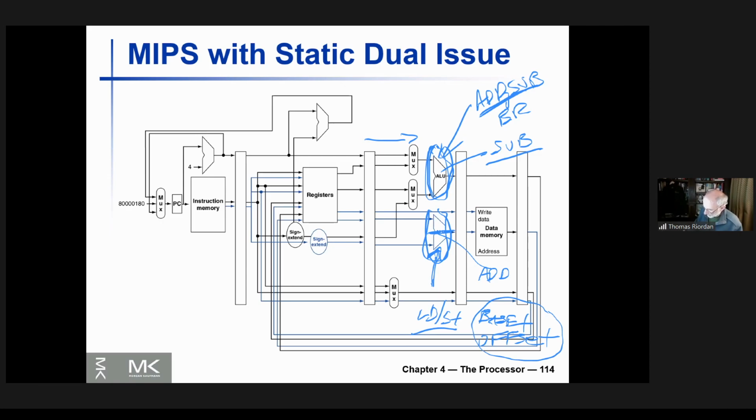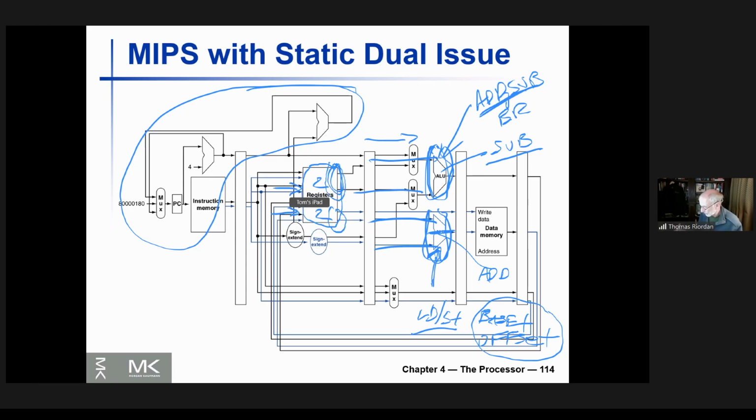And then the program counter stays exactly the same. It's very simple because the only change is that we're incrementing by 8 instead of by 4, because we're moving 2 instructions at a time. And so that part's very simple. And the other thing it's clear that we need is that we need twice as many read ports on the register file, because we've got to feed 2 into here and 2 into here at the same time. So we have a register file with 4 read ports instead of 2. And then of course we have to have multiple write ports. We have to be able to write the result of an add or subtract, and we have to be able to write the result of a load all at the same time.